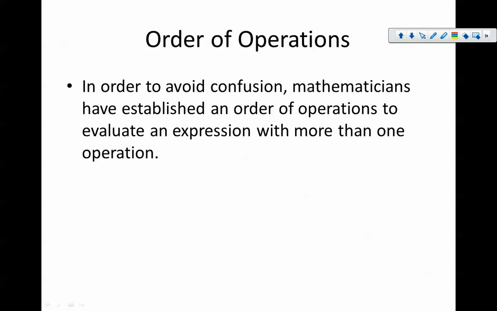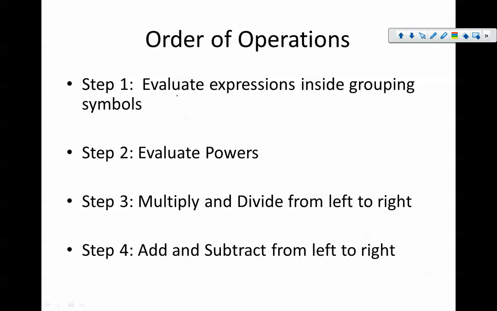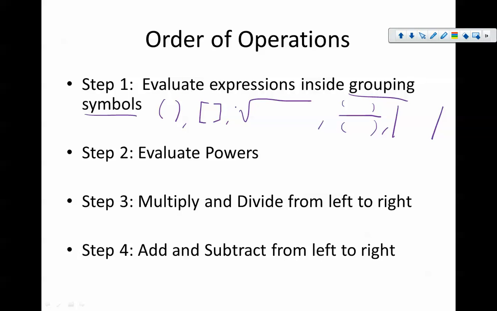Okay, so the way that they decided was that first they would evaluate the expressions inside grouping symbols first. And when I say grouping symbols, I mean parentheses or brackets or radicals or even fraction bars where you have something on top and something on bottom. Oh, I forgot one. Absolute values are another one. Radicals and absolute values will be things that we study this year, but just know that they are considered grouping symbols. What happens inside of them happens first.